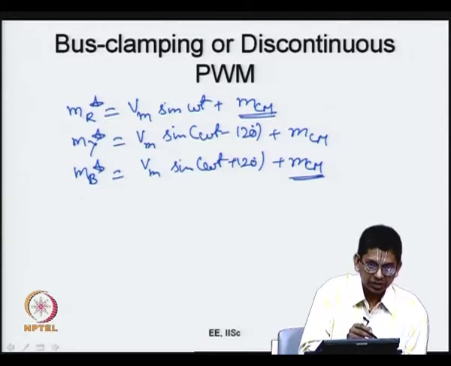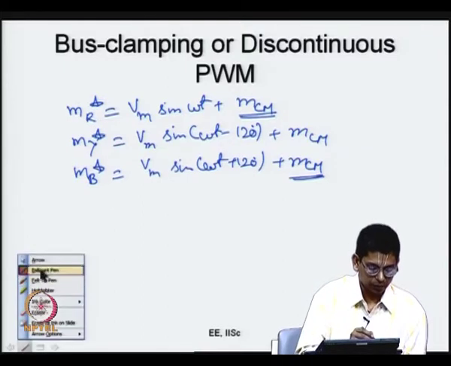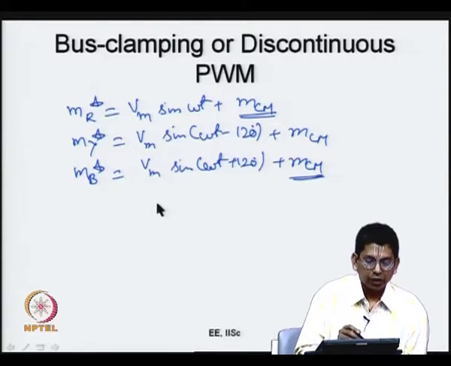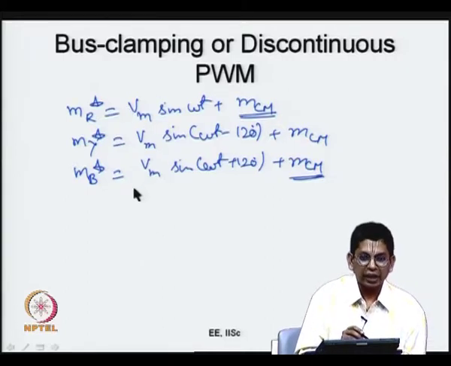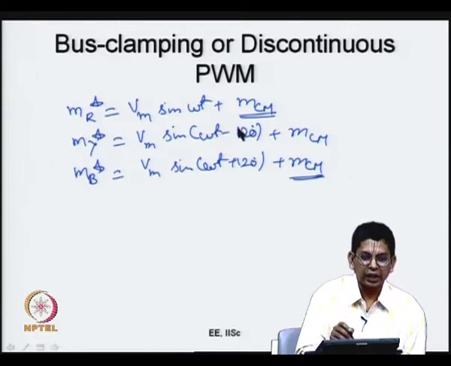When can I clamp it to the positive bus? Out of the 3 sinusoidal signals mr, my and mb, when mr happens to be the most positive signal, then it is possible for me to clamp R phase to the positive bus. Similarly, if mr turns out to be the most negative signal out of these 3, then I could possibly clamp R phase to the negative bus.